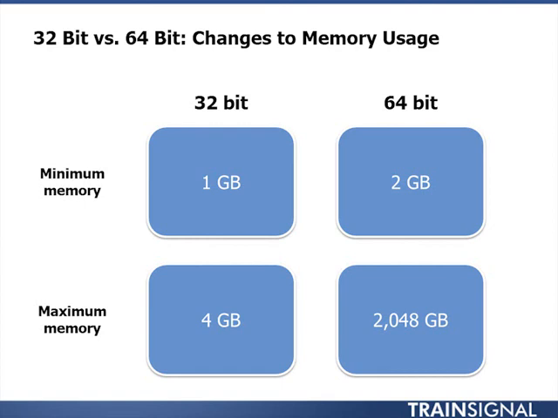64-bit versions of Windows, however, require 2 gigabytes of memory. So think about this. If you have a PC that has a 64-bit processor, but only 1 gig of RAM, you need to install the 32-bit version of Windows 8.